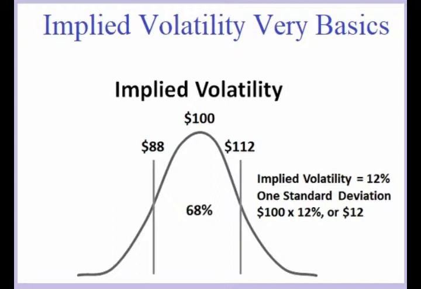Volatility is the amount the stock price fluctuates over a period of time, without regard for direction. It might go up, it might go down. So the fluctuation of the stock price, that is your volatility.